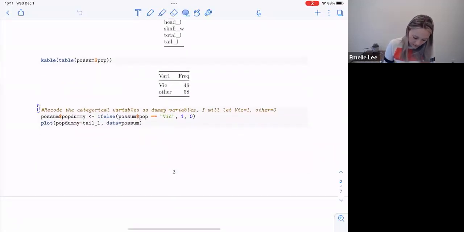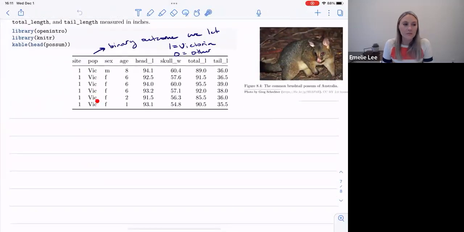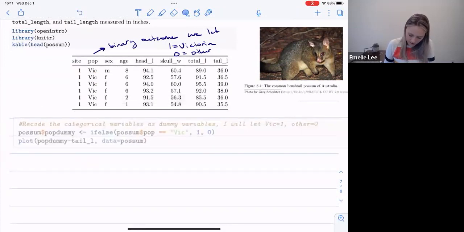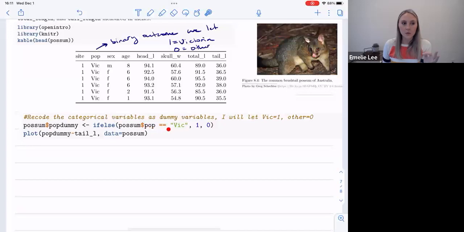So first thing I'm going to do is recode, because it's coded as text, Vic or other. I started off recoding using an if-else statement. Remember, if you use the if-else statement, it has to be a logical statement. So if the possum pop is equal to Vic, then give me a 1 in this new column called pop dummy, else give me a 0, right?